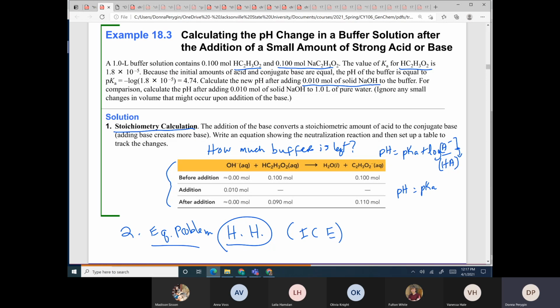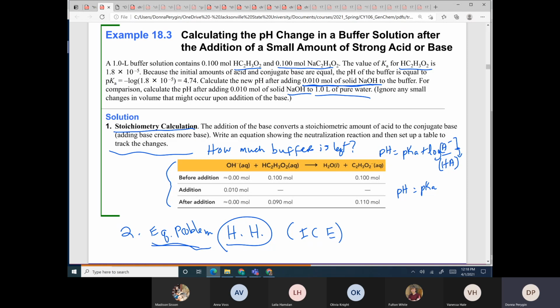For comparison, calculate the pH after adding 0.010 moles of solid sodium hydroxide to 1 liter of pure water. Ignore any small changes in volume that might occur upon the addition of the base. So first we need to calculate the pH after adding solid sodium hydroxide to the buffer. Then we need to calculate the pH of a 0.010 molar sodium hydroxide solution in water. So first we run a stoichiometry calculation, then we calculate an equilibrium problem.